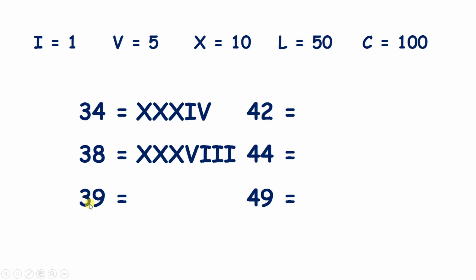Now for 39, again we have 3 tens, so 3 X's. And remember that 9 is 1 before 10, so I before X. So we have 3 X's for the 30, and then I before X for the 9. Now 42, remember for 40 we don't have 4 X's, we never have 4 of any one letter in a row. 40 is 10 before 50. So we make the 40 with X and then L, and the 2 is 2 I's. So we have X, L, I.